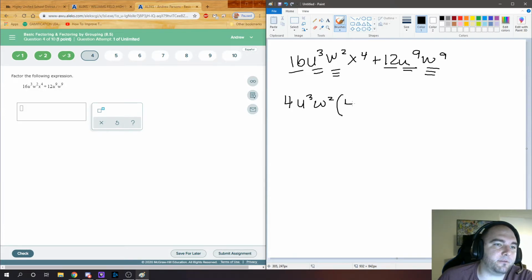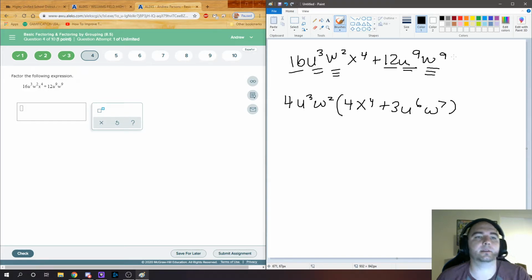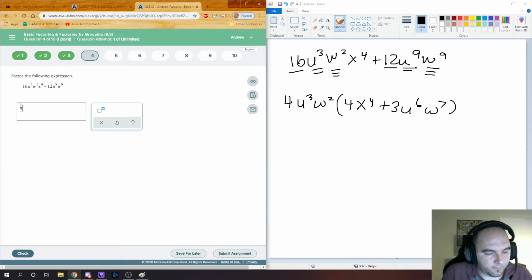So when I take out 4, 16 divided by 4 is 4. The u and the w are gone, but x to the 4th remains. Second term, 12 divided by 4 is 3. U to the 6, w to the 7. Notice I'm reducing the 9s by however many I had taken out. 4u to the 3rd, w squared. There's a lot of typing exponents on this thing, that's for sure.